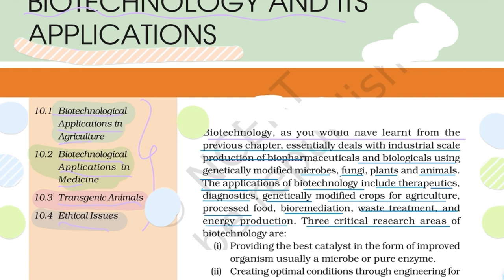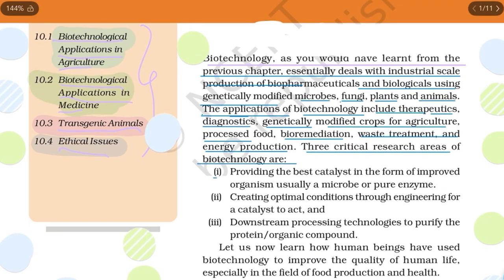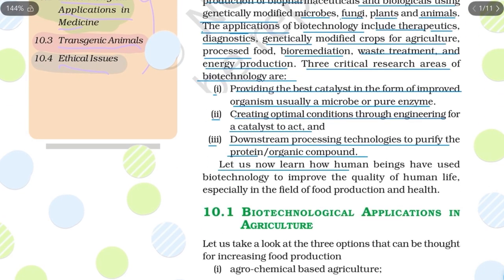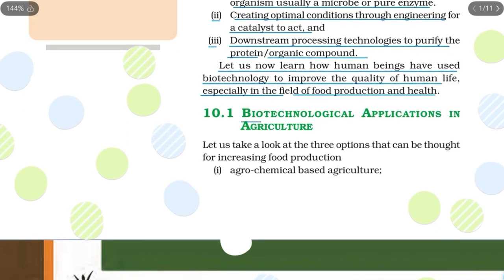Three critical research areas of biotechnology are: first is providing the best catalyst in the form of improved organism, usually a microbe or pure enzyme. Second is creating optimal conditions through engineering for a catalyst to act. And third is downstream processing technologies to purify the protein or organic compound. Let us now learn how human beings have used biotechnology to improve the quality of human life, especially the field of food production and health.